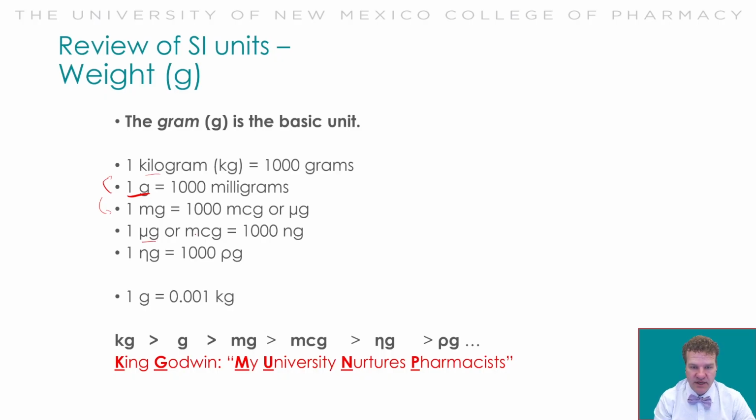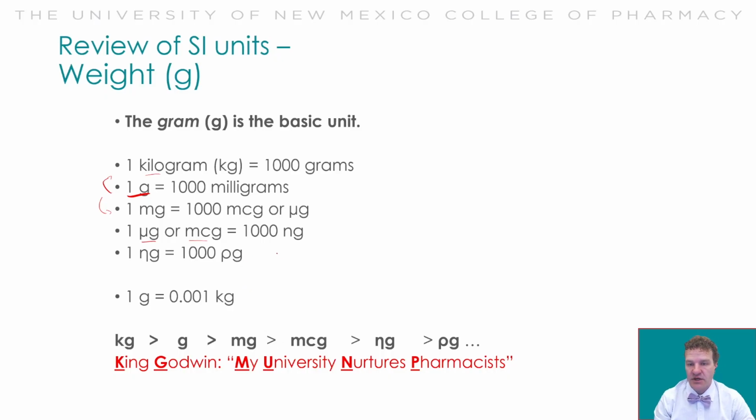Remember, micrograms can be written either as μg or mcg. They both mean the same thing. This is more common in pharmacy practice, and this is more common in science practice. Remember, you can also do this with decimal places, where 1 gram is 0.001 kilograms. I prefer the thousands, but you may learn and know better how to use the 0.001.